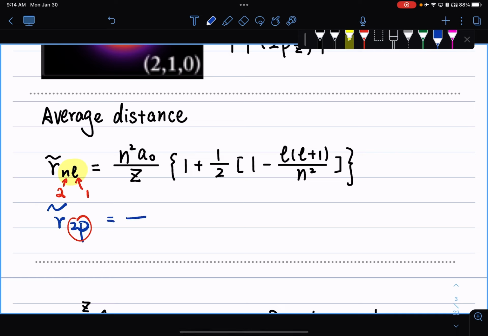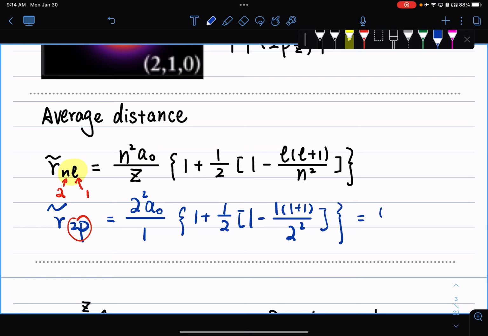We write it out. n equals 2. For hydrogen, Z equals 1. Then 1 plus 1/2, 1 minus l(l+1) over n squared. On the top, we have 1 times 1 plus 1. You can do that calculation. That gives you around 5 a0. So that's saying the average distance of finding a 2p electron for a hydrogen atom.